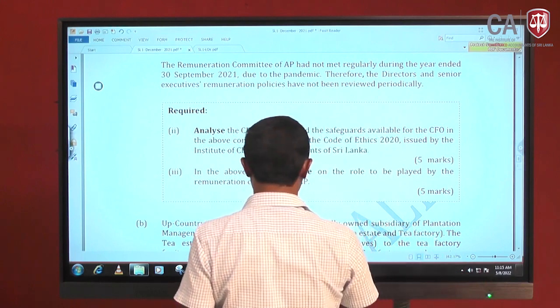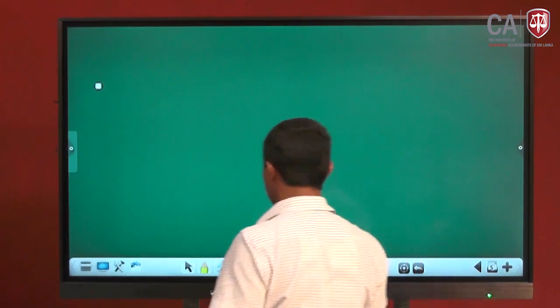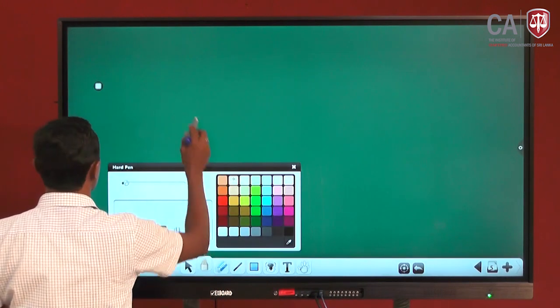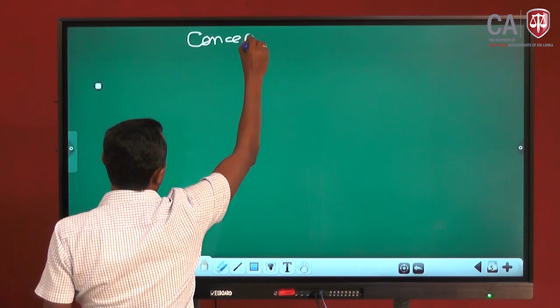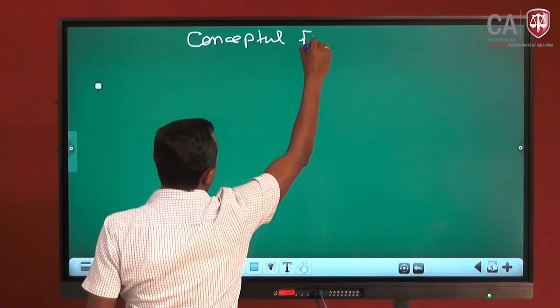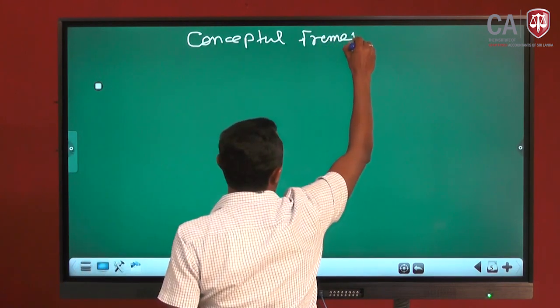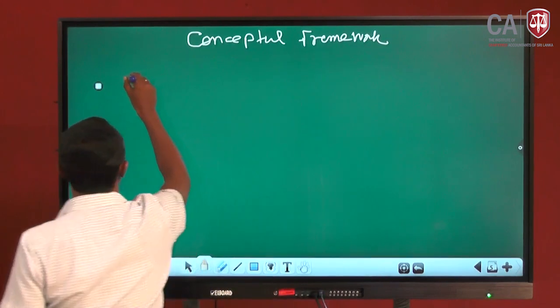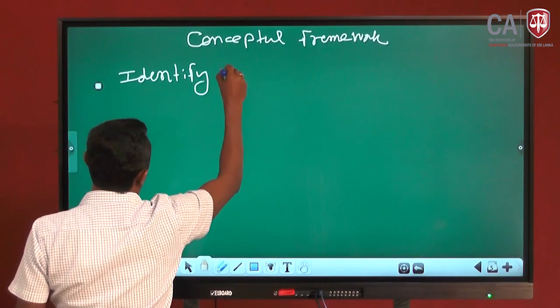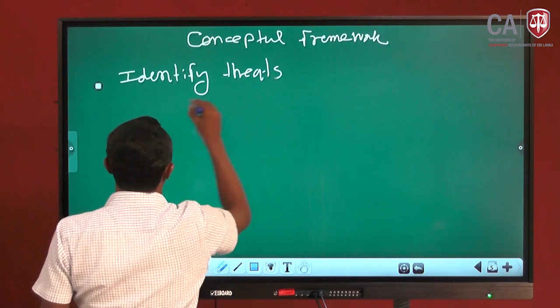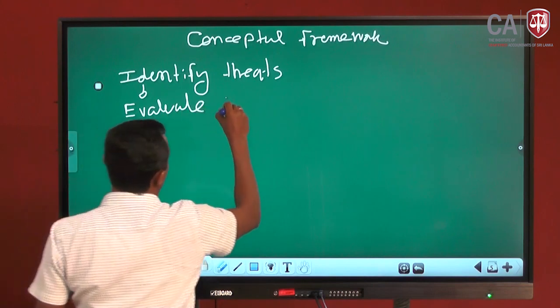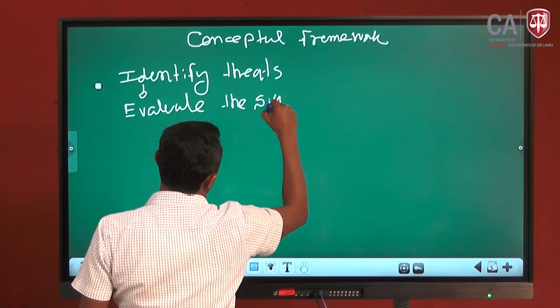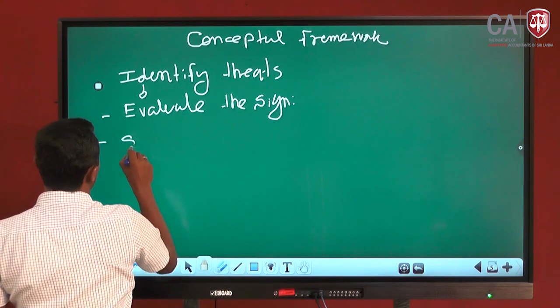Now, one clear thing is, let us start with the ethics question. Students who know the conceptual framework approach can very easily score. The conceptual framework approach requires you to do 3 things. One is identify threats. Now, in this case, what are the threats? Then after identifying, you have to evaluate the significance of threats, and then the third one is safeguards. So, they ask for both.